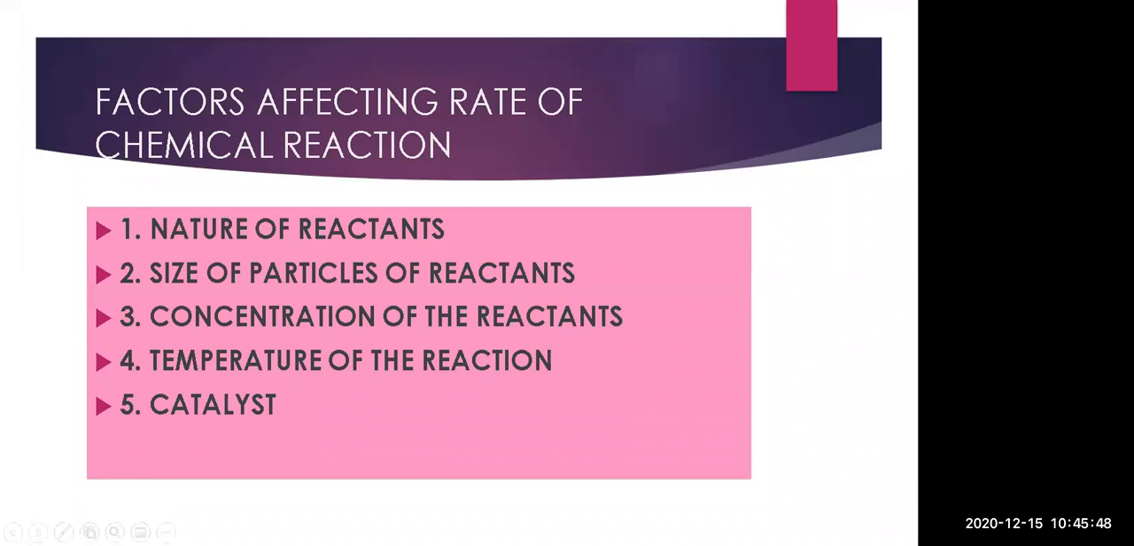Some of the factors are due to the nature of the reactants. How will be the reactants? If the reactant is highly reactive, then the reaction will be fast. If it is less reactive, then the reaction will be slow. Then comes the size of particles of reactants. If bigger size is there, what will be its effect on the rate of reaction? If smaller size is there, what will be its effect on the rate of chemical reaction?